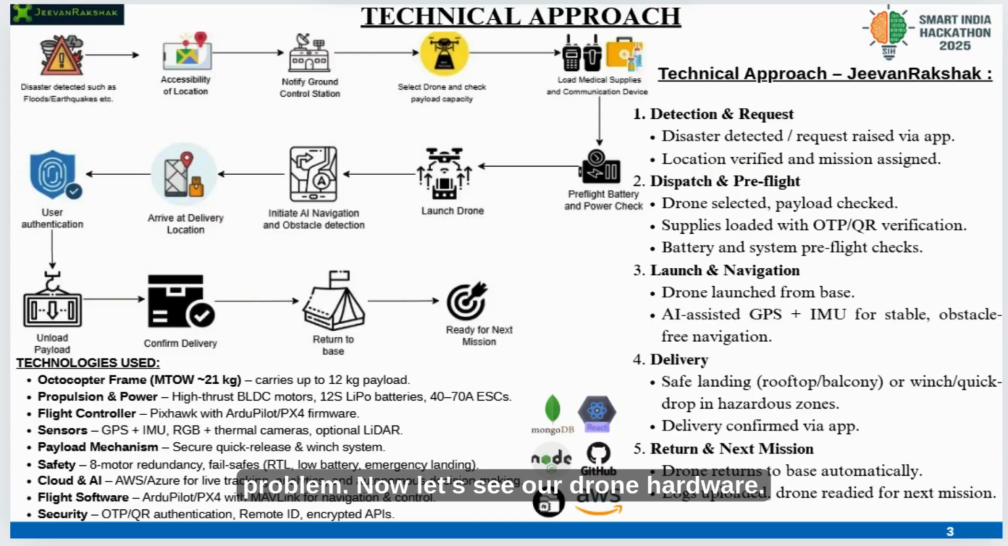Now let's see our drone hardware. Our drone is built as an octocopter with 8 motors. This design provides redundancy. If one motor fails, the drone continues to fly safely by calculating the lost thrust and maintaining a new thrust accordingly. It is designed for up to 15 kg payload capacity, though our demo version will lift 5 kg. We use high thrust brushless motors powered by a 12S LiPo battery with a 40 to 70 ampere electronic speed controller.